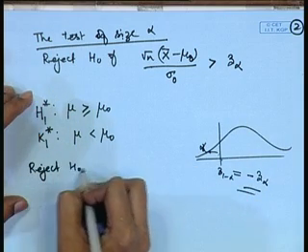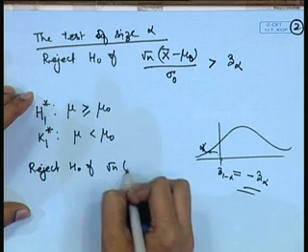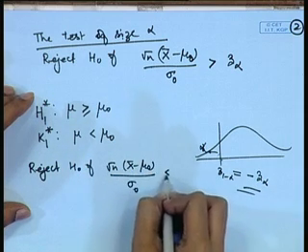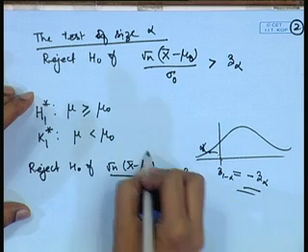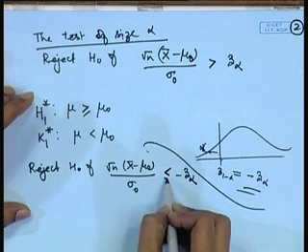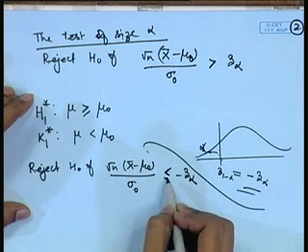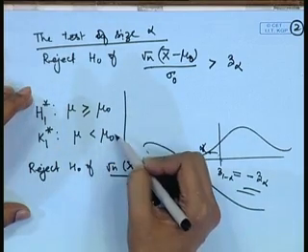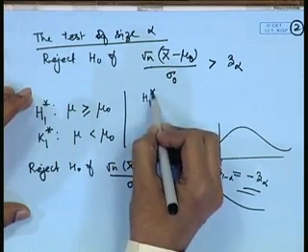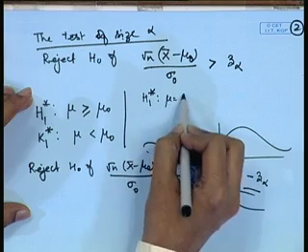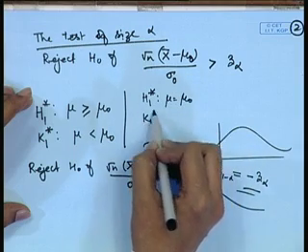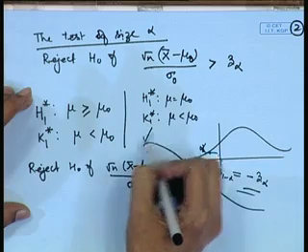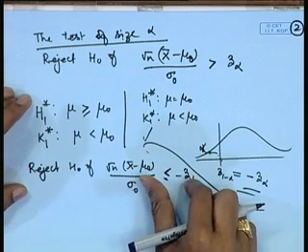So, this is reducing to: reject H naught if root n times x bar minus mu naught by sigma naught is less than or equal to minus z alpha. Once again, whether you include equality or not, that does not play any role here. And likewise, once again, since the relative position is important, therefore, H1 star mu is equal to mu naught against K1 star mu is less than mu naught will also have the same test for hypothesis here.